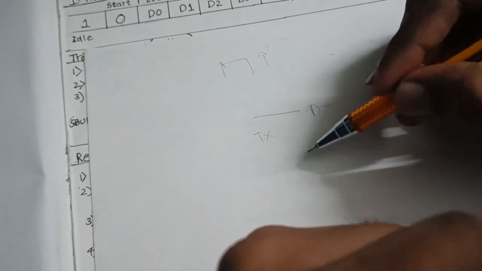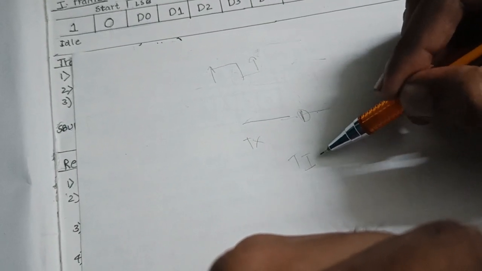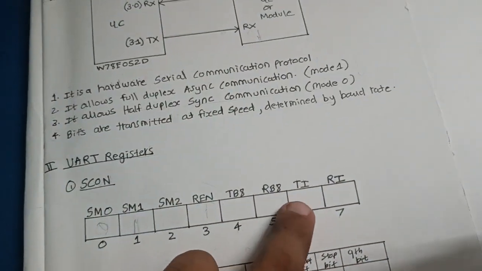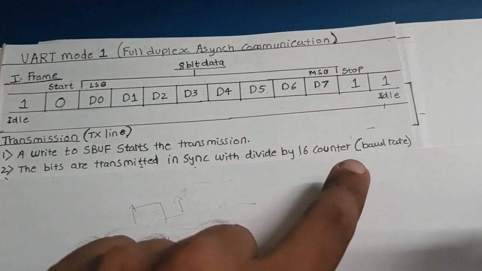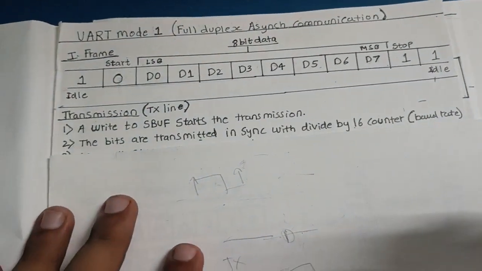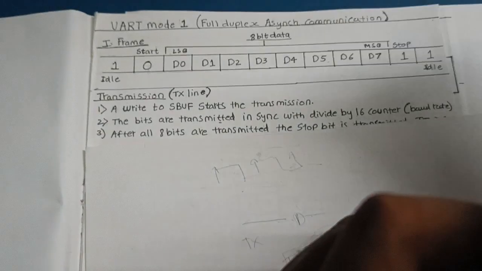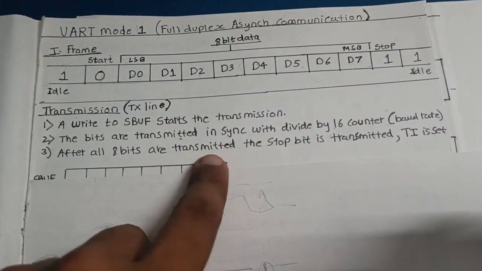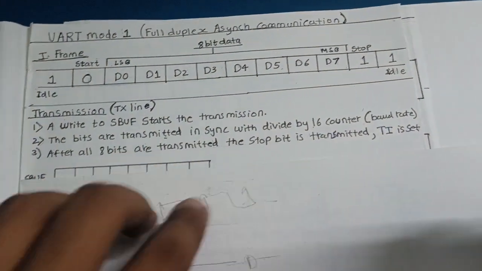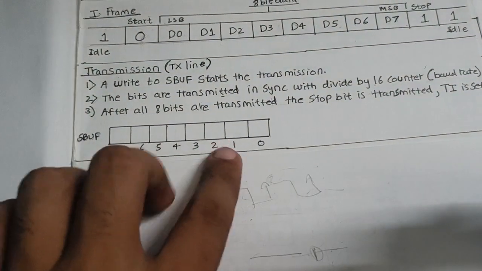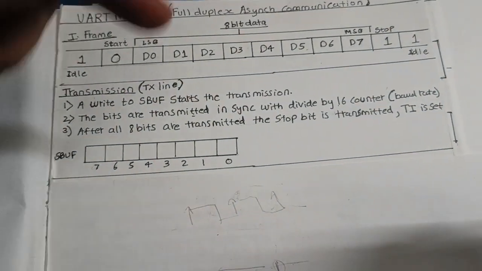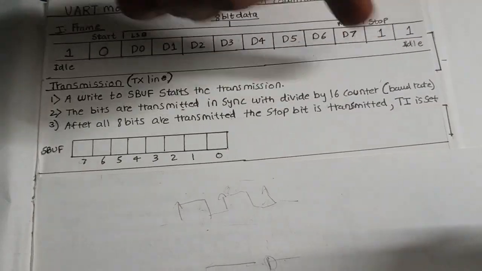After the stop bit is sent, the TI flag, the transmit interrupt, is set, and the communication stops. This is the flag which is set. The bits are transmitted in sync with the divide by 16 counter, which is nothing but the baud rate. So this sampling that I showed is nothing but the baud rate. We'll see how to calculate the baud rate. After 8 bits are transmitted, the stop bit is transmitted and TI is set. This is the serial buffer. When 8 bits are loaded, we start the transmission. When all 8 bits are transmitted, the stop bit is sent and the TI flag is set.